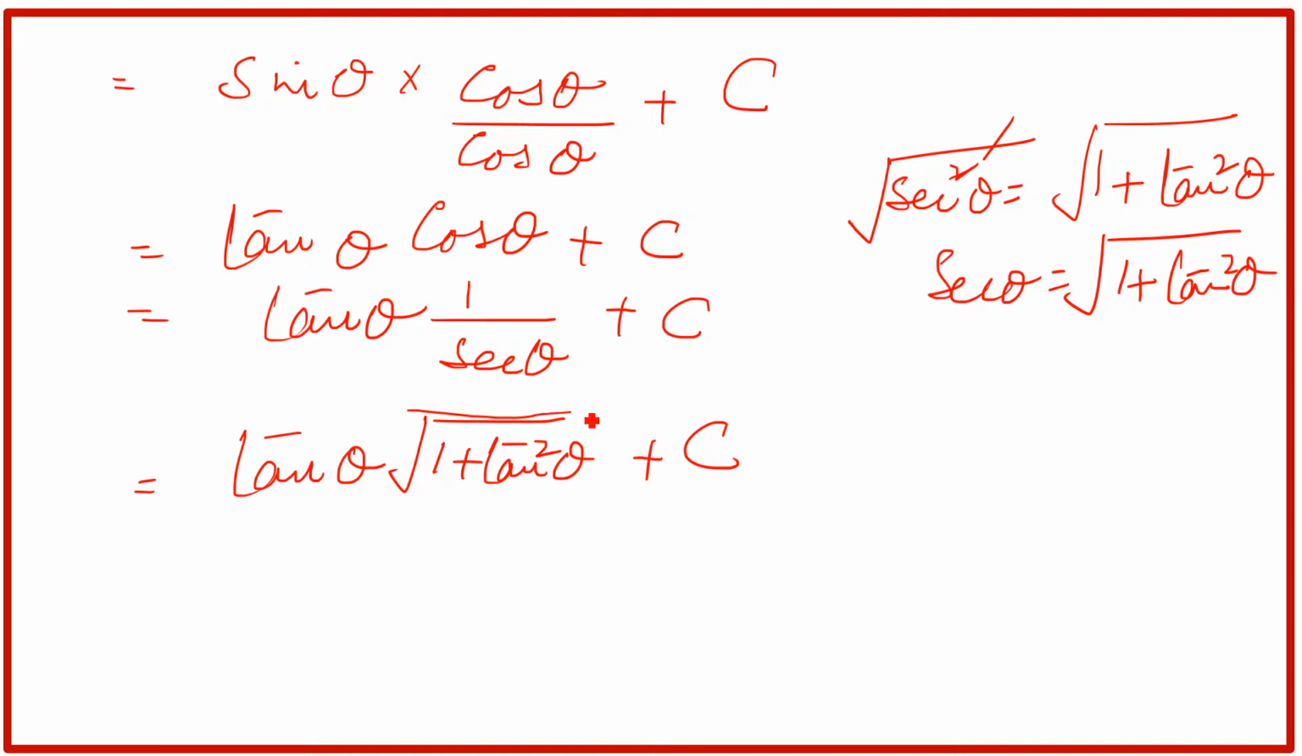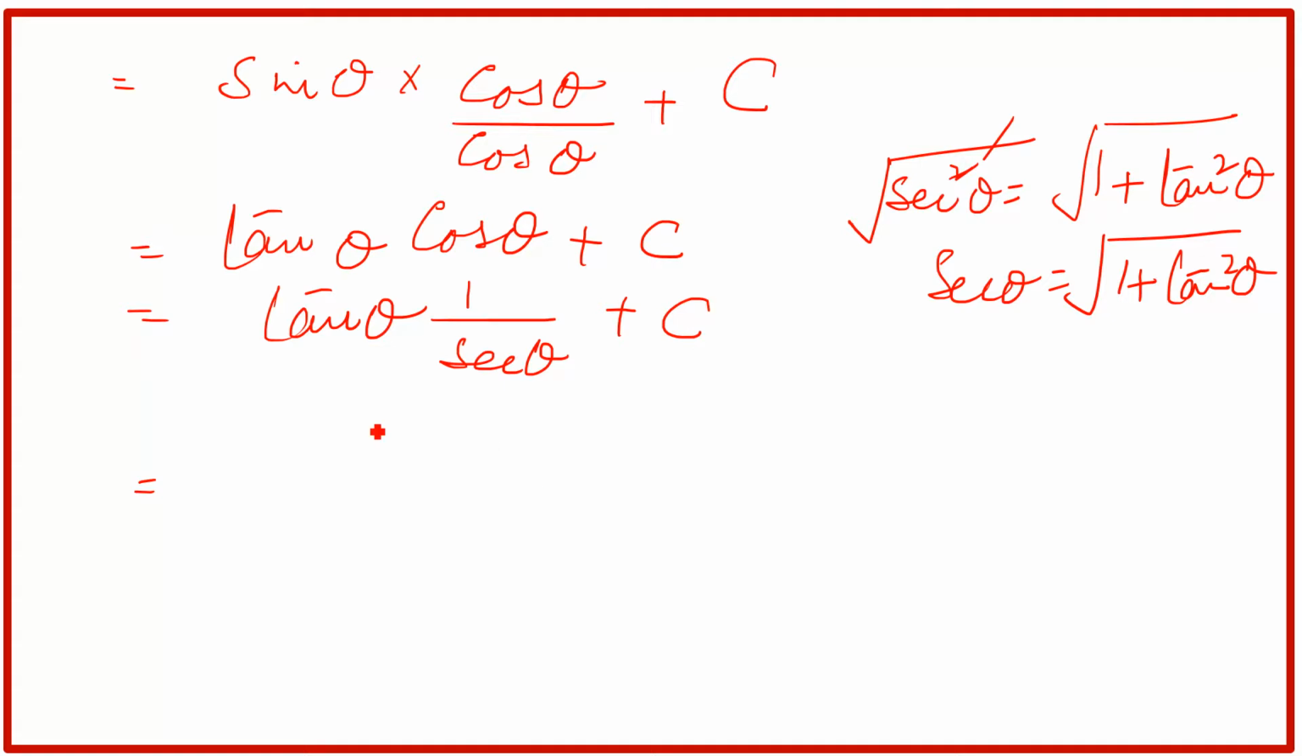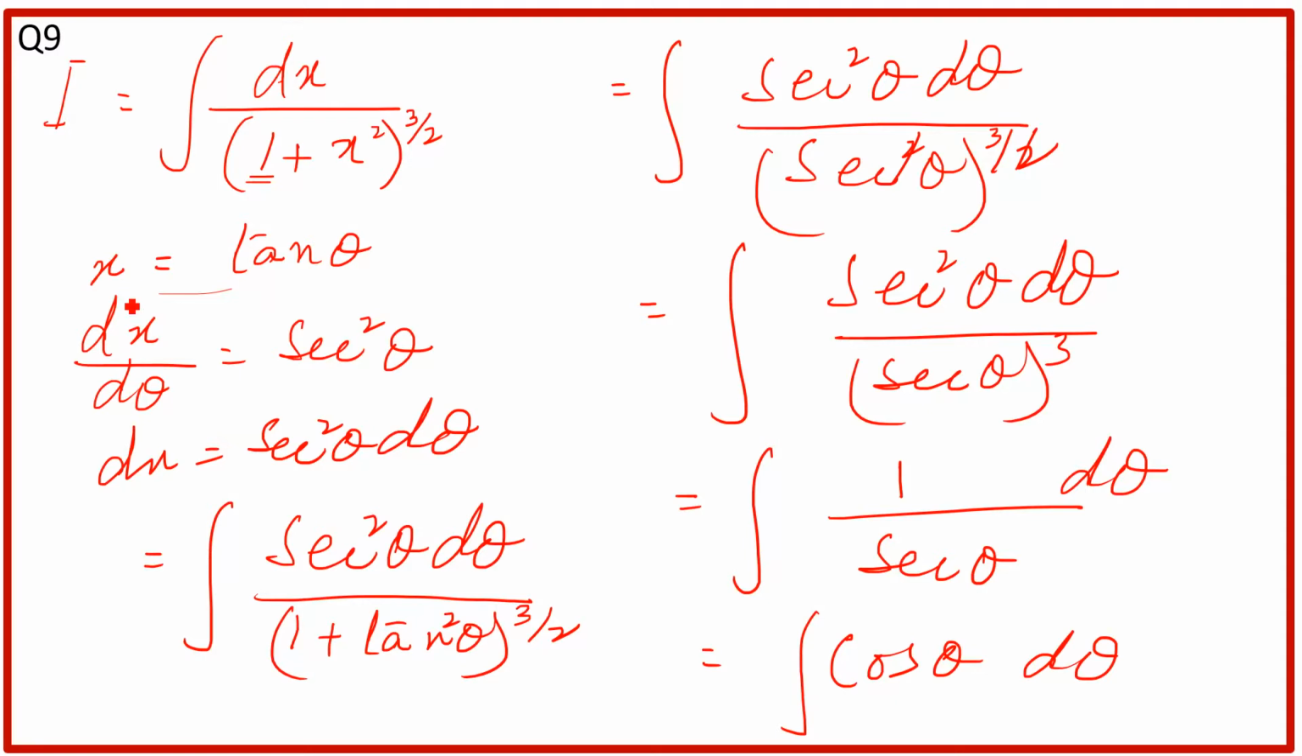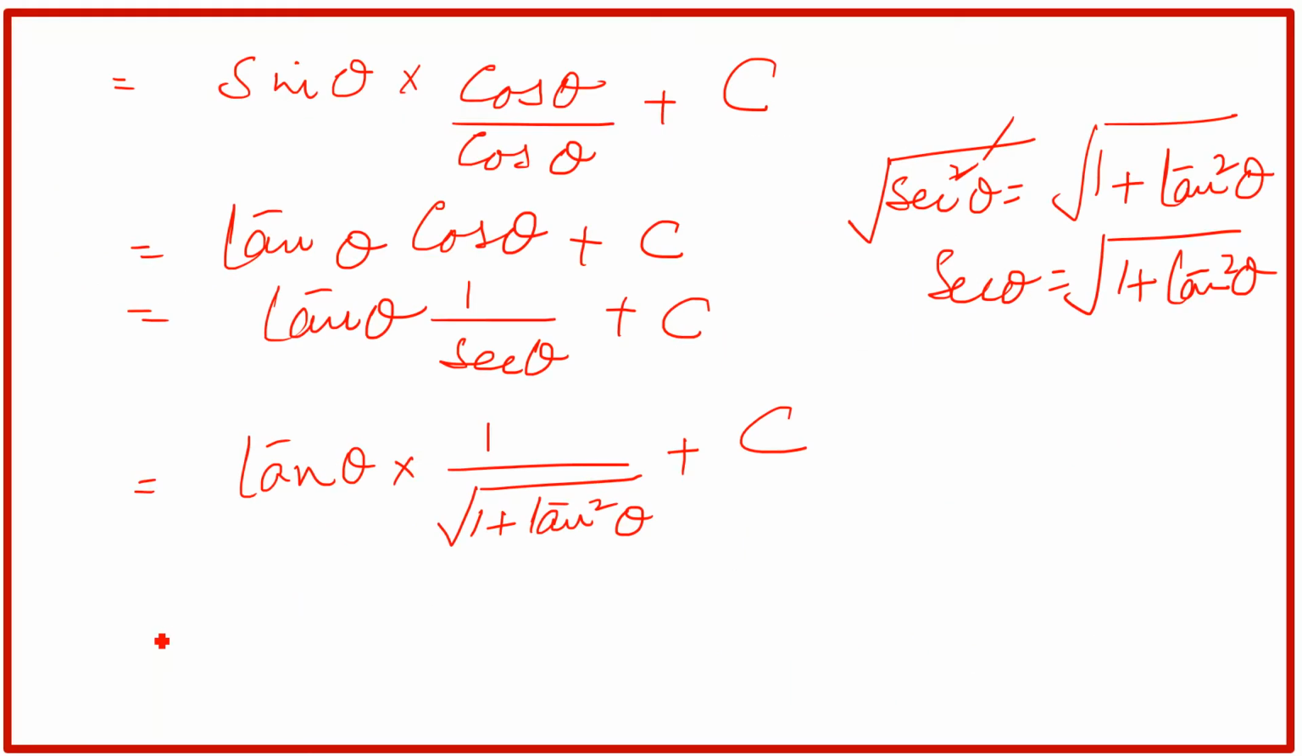Now I can write this line again: tan theta will remain the same, and 1 over secant theta is equal to 1 over the square root of 1 plus tan square theta, plus c. So now, what is the value of tan theta? See, here we said tan theta is equal to x. So put the value of tan theta: this is x divided by the square root of 1 plus x square, plus c. This is your answer.